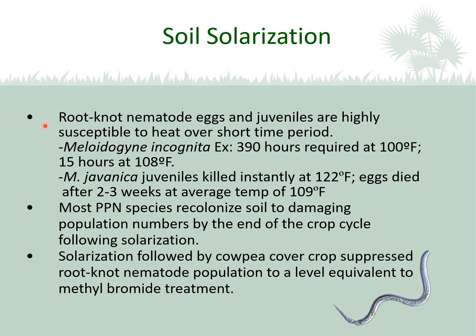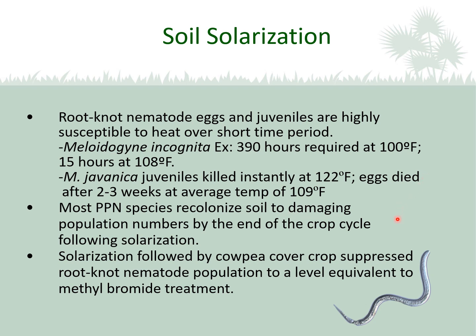Root knot nematode eggs and juveniles are very susceptible to heat over short periods of time. Meloidogyne incognita, 390 hours at 100 degrees Fahrenheit. So it takes 390 hours at 100 degrees Fahrenheit to kill the eggs and juveniles. But at 108 degrees, it only takes 15 hours. For a different species, the juveniles were killed instantly at 122, and the eggs died after 2 to 3 weeks at an average temperature of 109.